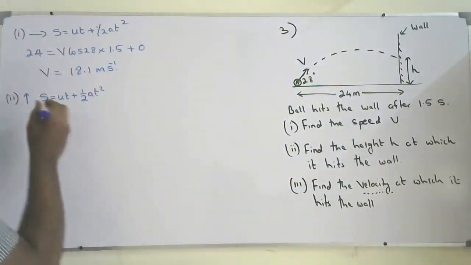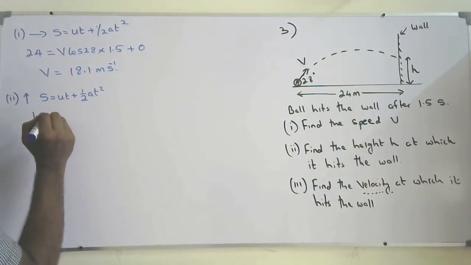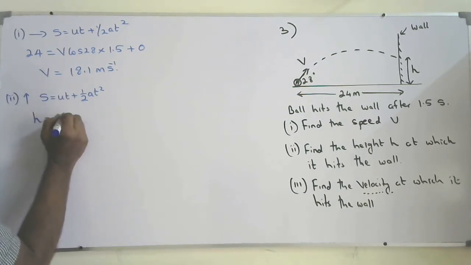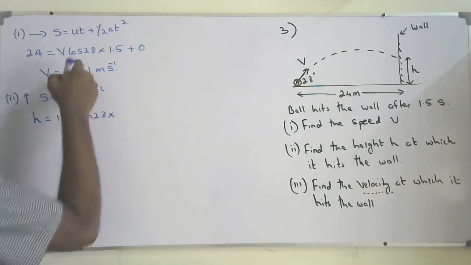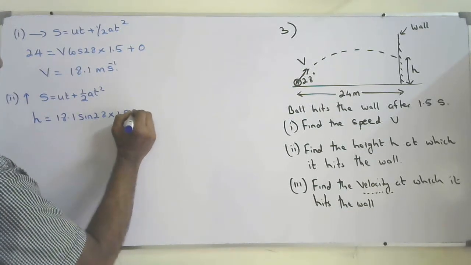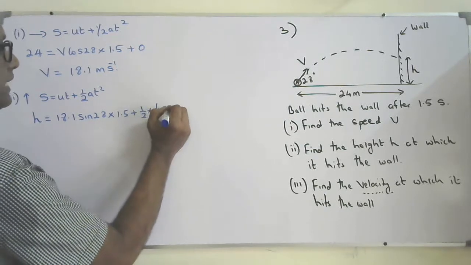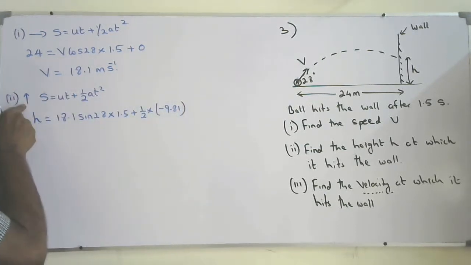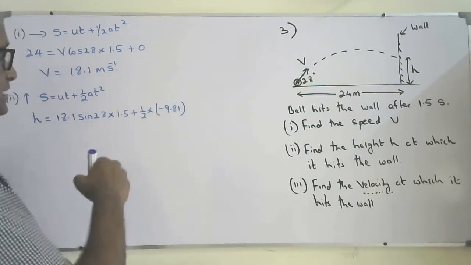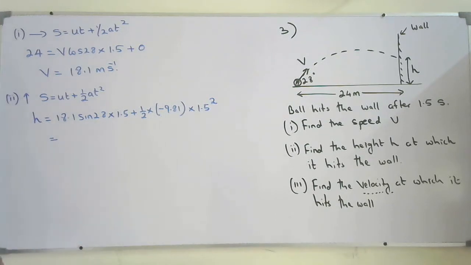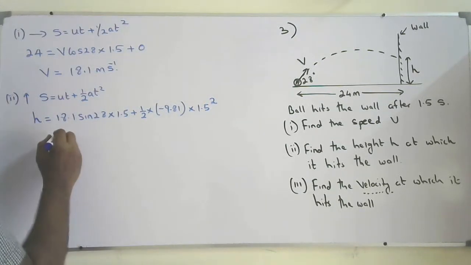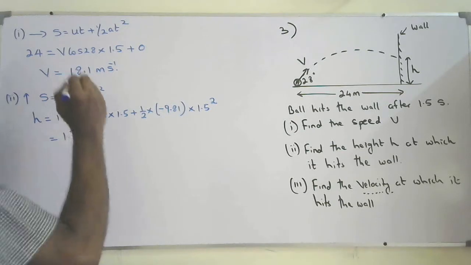So I can find h is equal to the initial vertical velocity. I already found v, that is 18.1 sin 28, into the time 1.5, plus half into minus 9.81, because I'm taking the upward direction, so gravitational acceleration is downwards, into 1.5 squared. When you solve this, you will get the height h. The answer will be 1.71 meters.